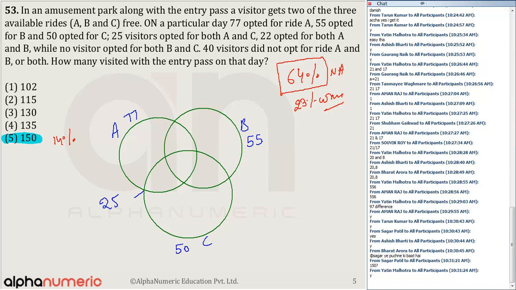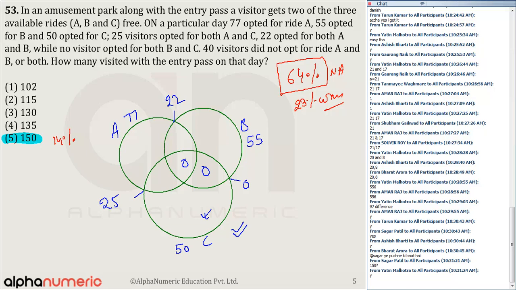22 opted for both A and B, while no visitor opted for both B and C. So both B and C, this is zero. Mark this as zero, this as zero. 40 visitors did not opt for ride A or ride B or both. So I can say this plus this is equal to 40.